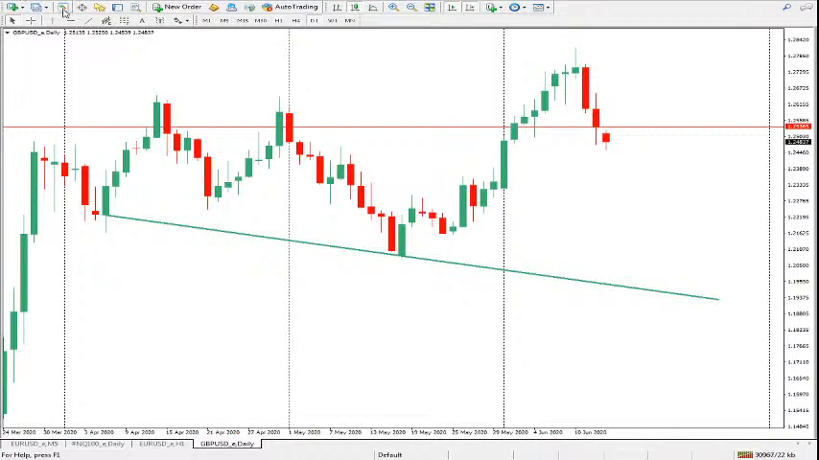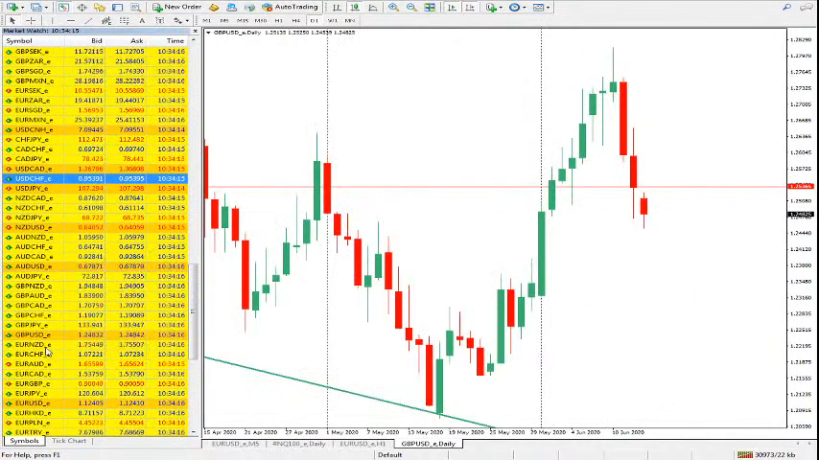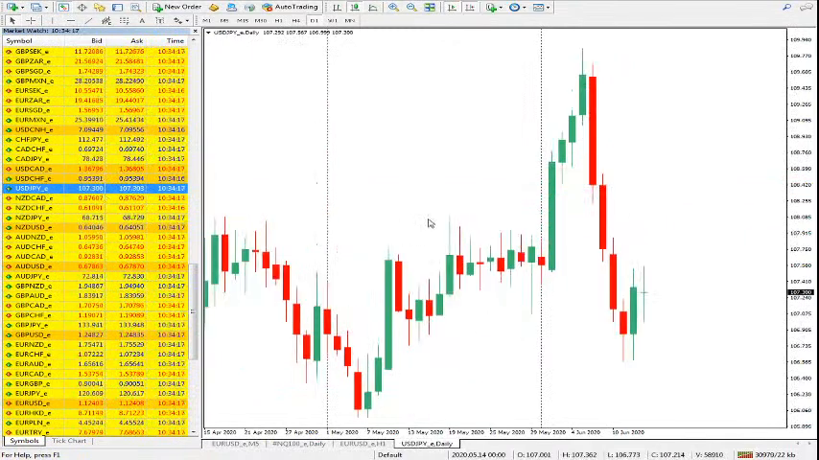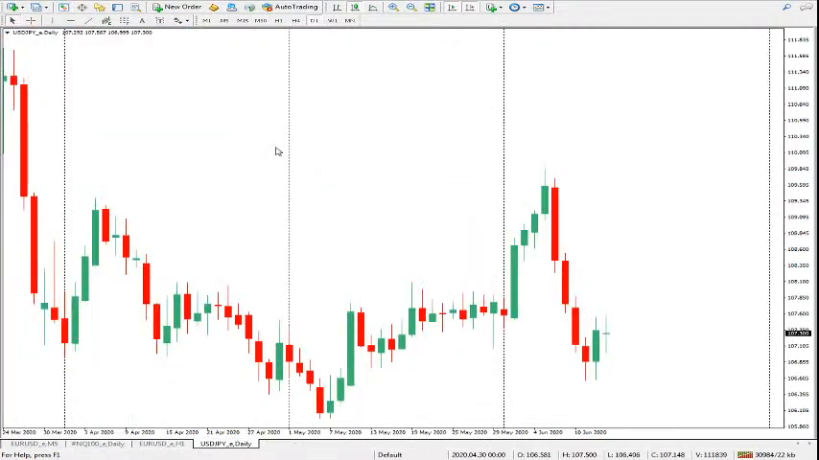The next chart we'll look at, USD JPY. This too is downwards, and as you can see, there was an area where the price was consolidating below some times back.